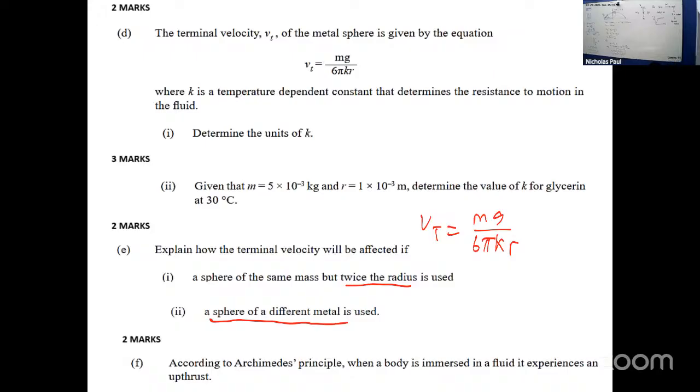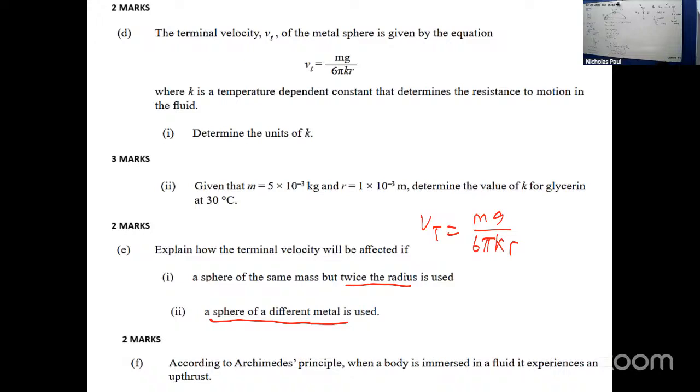Right, so let's start with part one here. If the radius is doubled, what will happen? So the terminal velocity is slower, right? How much slower? Half. So it will move half as slow.